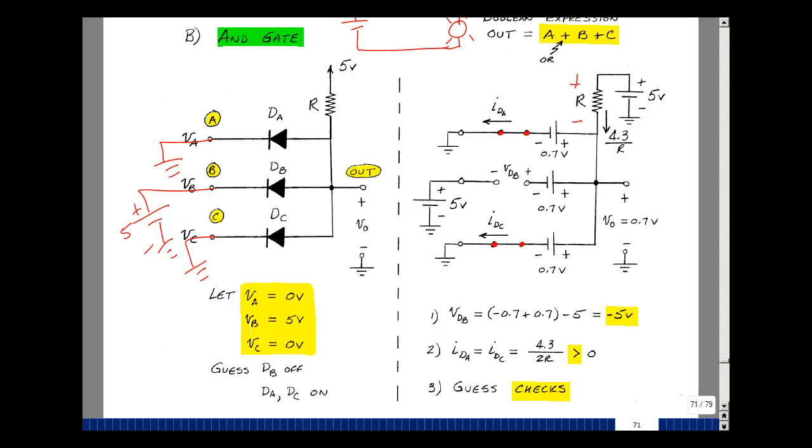Can we extend this to the rest of the cases? Well, whenever one input is low, the output will be low. Now, the one case we didn't take a look at is what happens if all 3 of these are high. If this was 5 volts, this was 5 volts, and this was 5 volts, then the difference between here and here would again be 0 volts, and no current would flow. And this node voltage is going to be the same as the battery. And that would be logical 1.